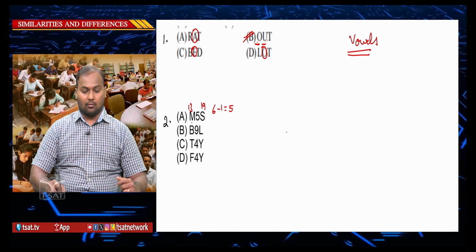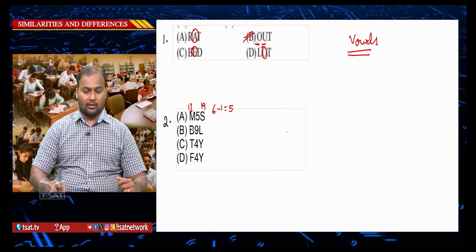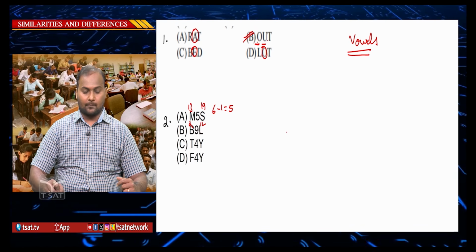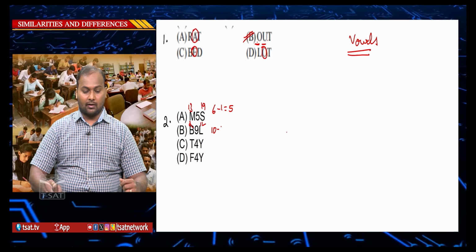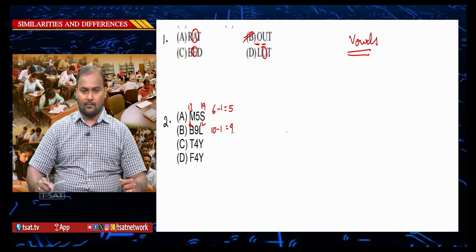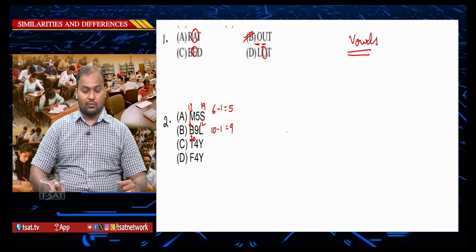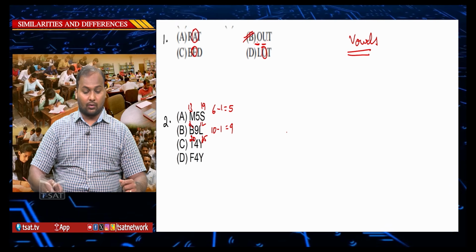In the same way, in coding and decoding, we already studied that B is 2 and L is 12. So, 12 minus 2 is 10. Again 10 minus 1, you are getting 9, which is the center one. In the same way, in coding and decoding, we know T is 20 and Y is 25. And again, what is the difference between Y and T?